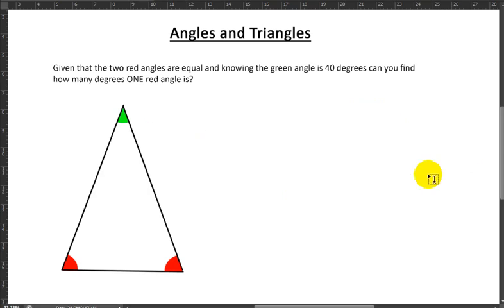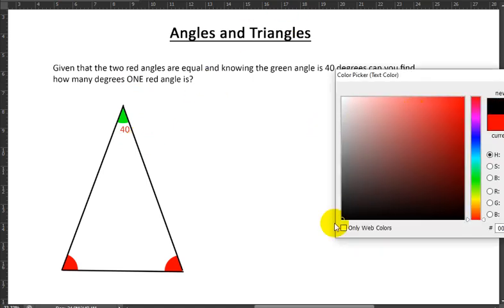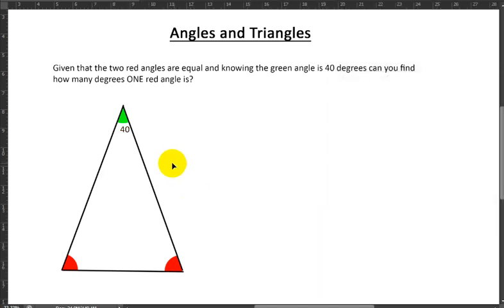Okay, exercise 4. Exercise 4 says, given that the two red angles are equal and knowing the green angle is 40 degrees, can you find how many degrees one red angle is? So what I know is that this green angle is 40 degrees and the two red angles are equal. Okay, well, how does that help me? Well, because again, like before, I know that altogether they have to make 180.